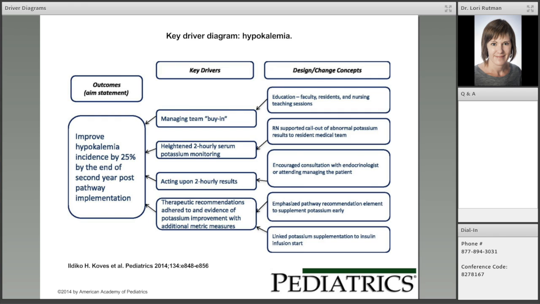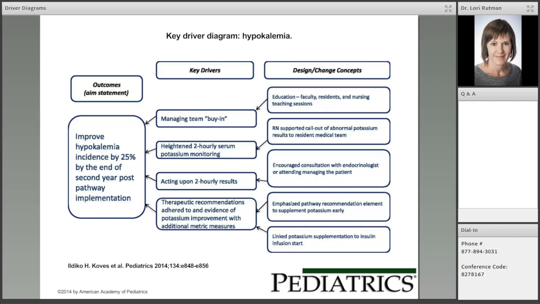So this is a key driver diagram that was published in this quality report in Pediatrics back in 2014. The group here was looking to improve and standardize care for diabetic ketoacidosis, and one of their secondary outcomes was to improve hypokalemia incidence by 25% by the end of the second year after they implemented their DKA pathway. So again, you see that there's a SMART aim. They have what they want to do, by how much, by when.